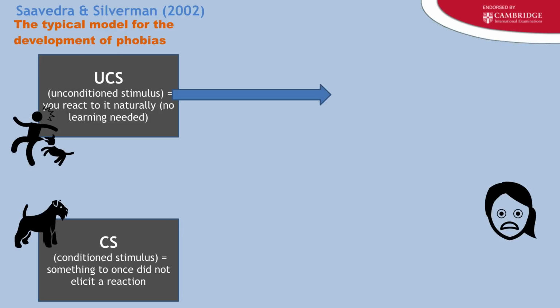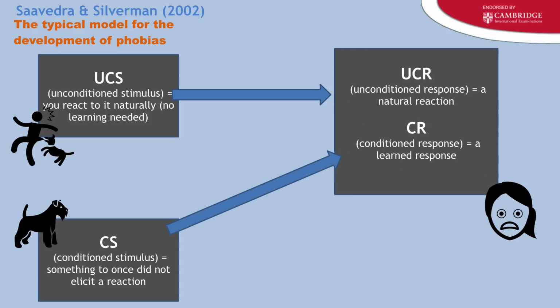So to use an example, let's say you got bit by a dog. You don't need to be taught that being bit by a dog is a bad thing. The conditioned stimulus is now maybe all dogs. It will generalize: whenever I see a dog, I will feel fear. So in this case, all dogs is the conditioned stimulus. And again, the unconditioned response, which was the natural reaction, now becomes similar to the conditioned response, which is a learned reaction or response. So this is a traditional way of looking at how fears are formed.